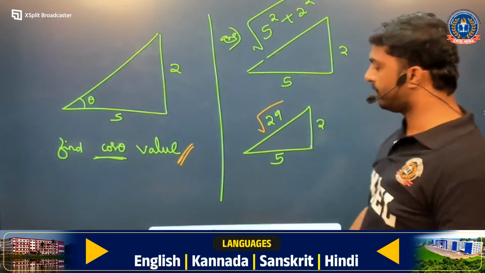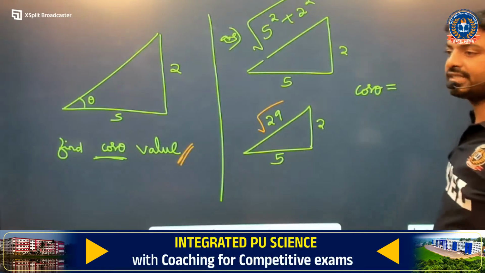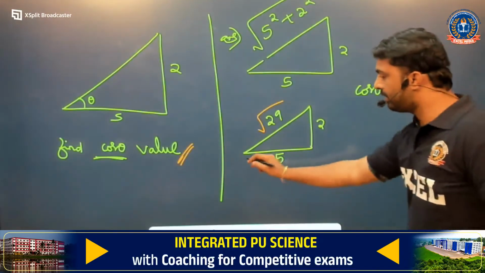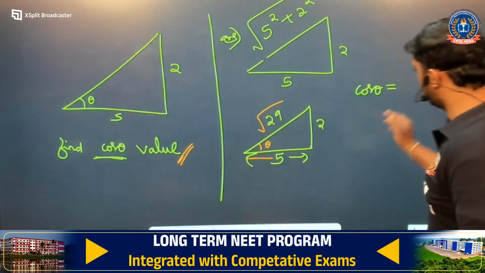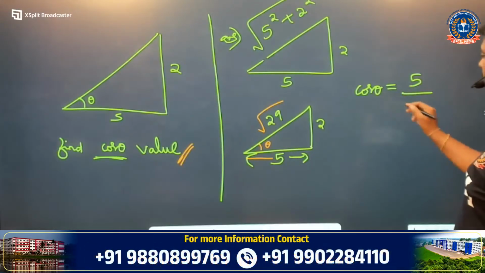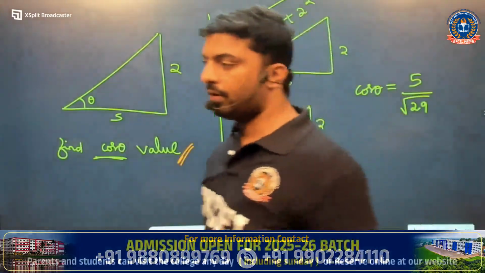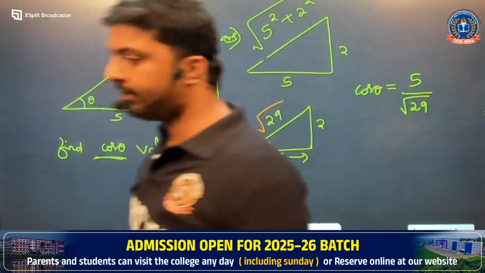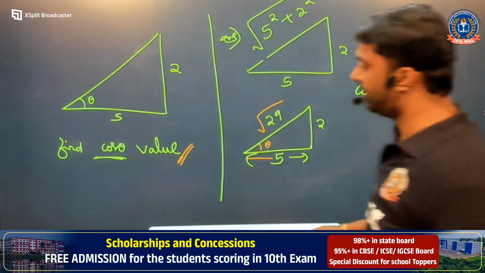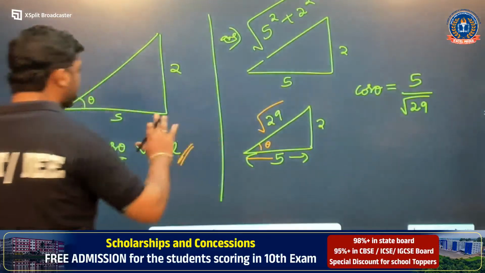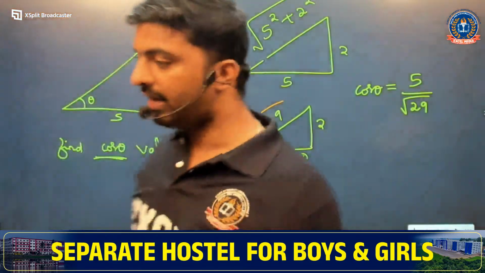Right? So if cos theta is asked, what is cos theta? Theta is here. Adjacent side, how much? 5. Hypotenuse, how much? Root of 29. Right, students? In some of the problems you may have to find the value of cos theta from the given triangle. Okay?